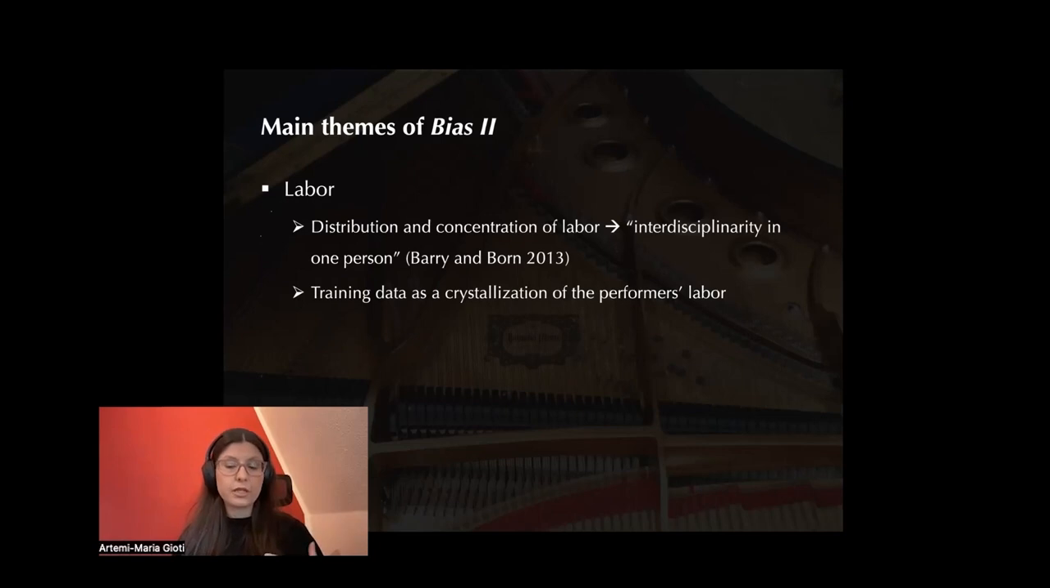I should note at this point that traditionally in Western art music, the composer-performer relationship has generally been a hierarchical and asymmetrical one. And there have been cases in which the performer's labor was arguably exploited by the composer. So this is, for me, a very interesting but also very complex topic.